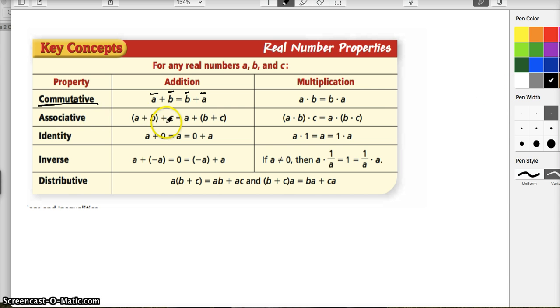The associative property says if I associate A and B first, meaning if I add A plus B first, then add C, it's going to be the same as if I added them in a different order, adding B plus C and then going back and adding A.